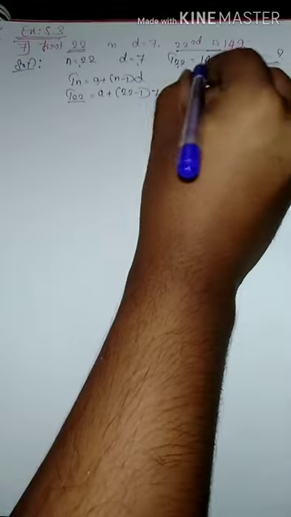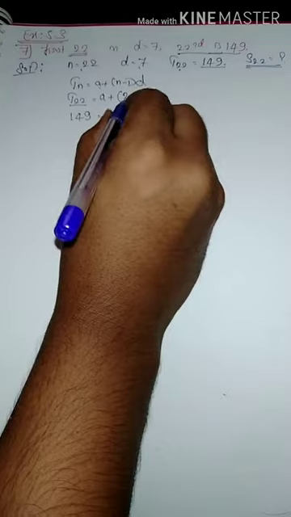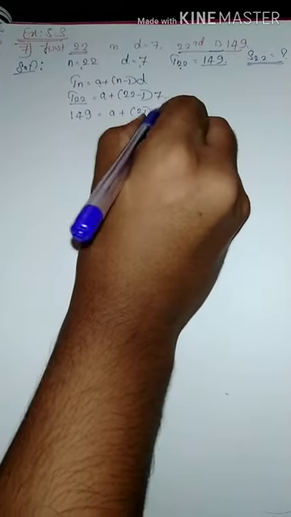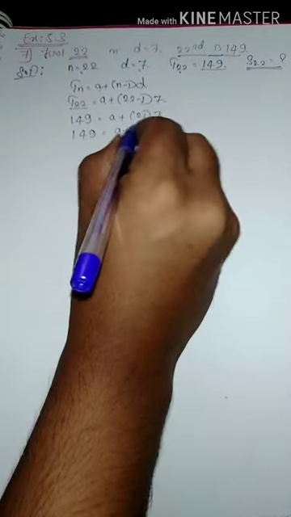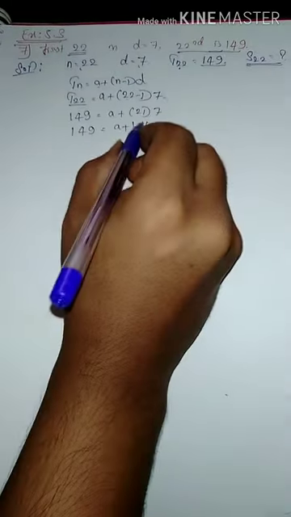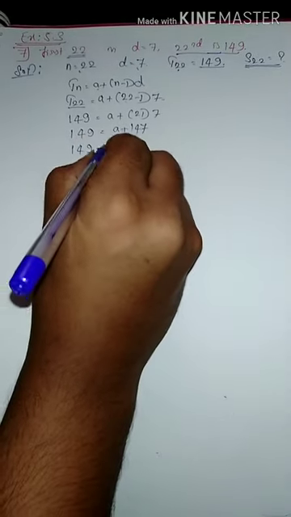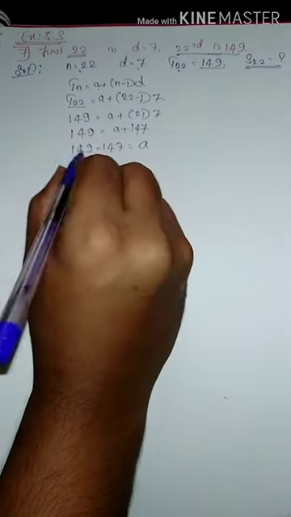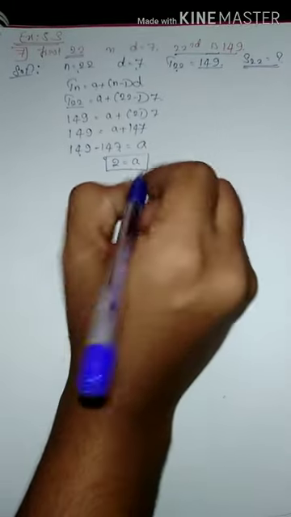T22 is equal to A plus 22 minus 1 into D, and D is 7. So 149 is equal to A plus 21 into 7. 7 ones are 7, 7 twos are 14, so 147. Now 147 moves to the left hand side. 149 minus 147 is equal to A. 149 minus 147 is 2, so A is equal to 2.